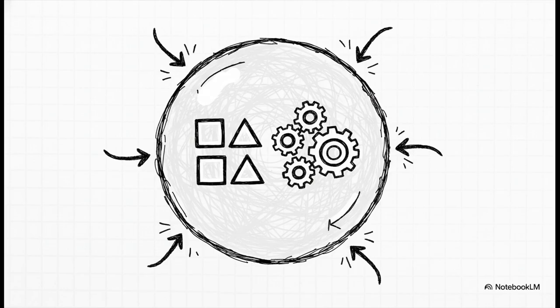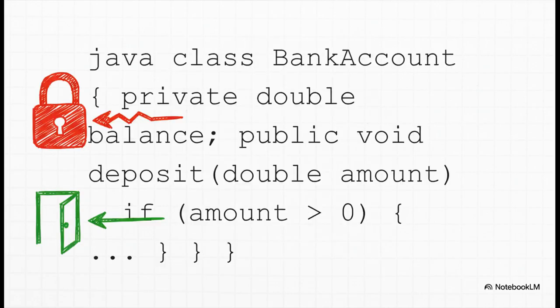It's literally like putting a protective bubble around the object's core information, making sure nobody can mess with it except in very specific, controlled ways. This bank account example is perfect. See that word private right next to balance? That's the protective bubble. It means nothing outside of this bank account object can directly see or change the balance. The only way to add money is to use the public deposit method.